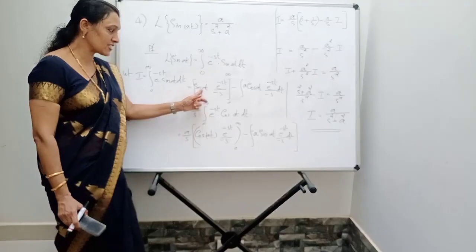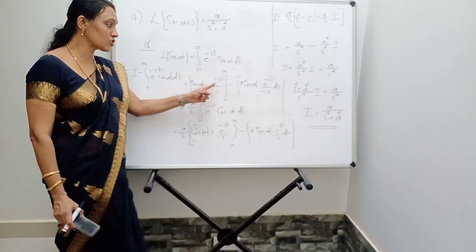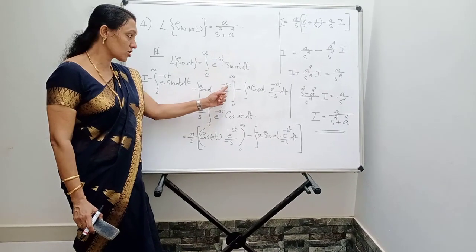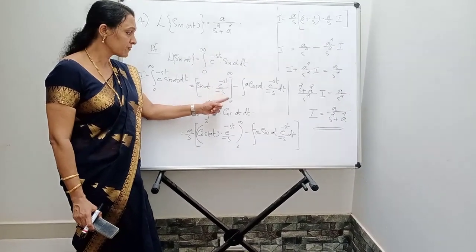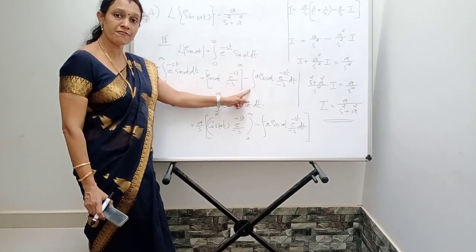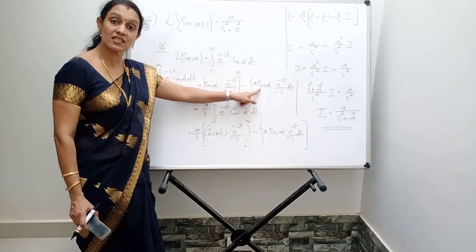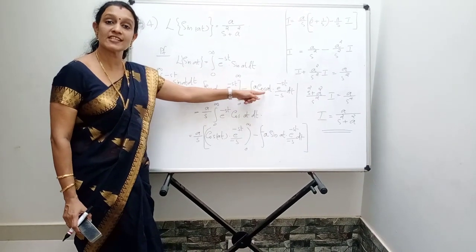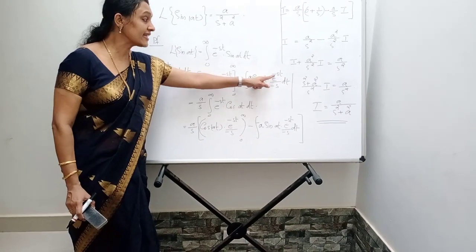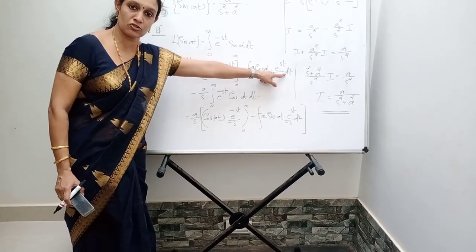So first function sin at into the integral of the second function. Integral of the second function is e raised to minus st by minus s, where we should divide by the coefficient of t, with the limits 0 to infinity, minus the integral of the derivative of the first function. The derivative of sin at is a cos at, into the integral of the second function, the same term e raised to minus st by minus s, dt.